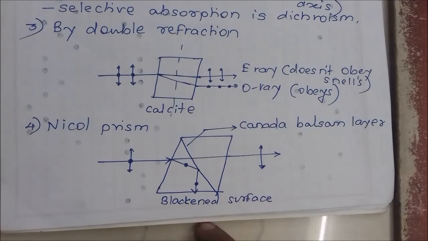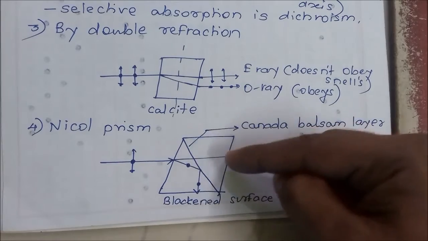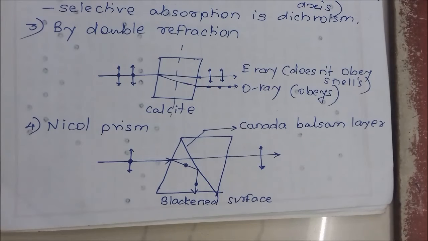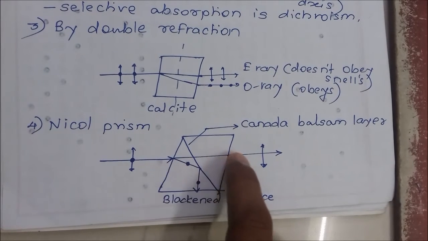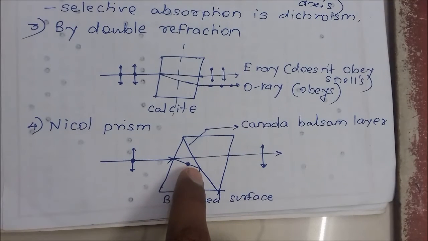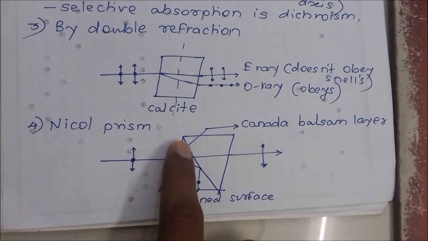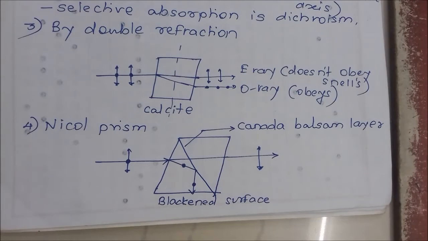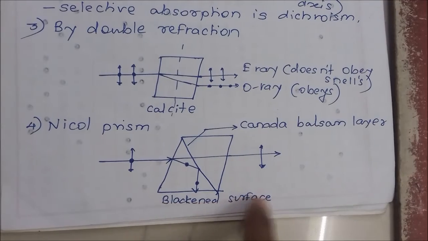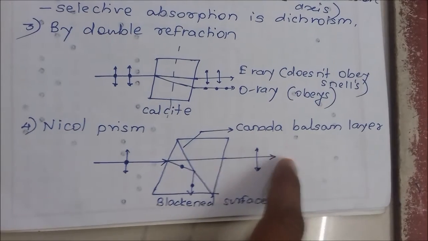Then in the Nicol prism, a calcite crystal is used, but the calcite crystal is cut like this, and in between these two prisms, a Canada balsam layer is put, that is a transparent layer. The extraordinary ray passes undeviated, and the ordinary ray gets deviated, and it gets total internal reflection. It gets internally reflected at the Canada balsam layer, and after reflection it is absorbed at the black surface. This surface is blackened, so we get only vibrations in one plane.